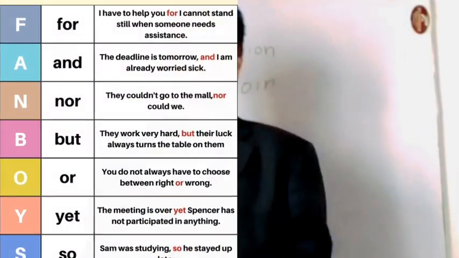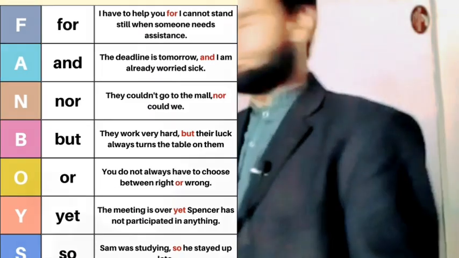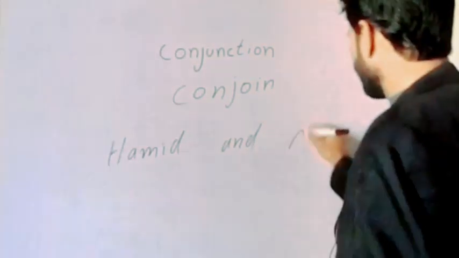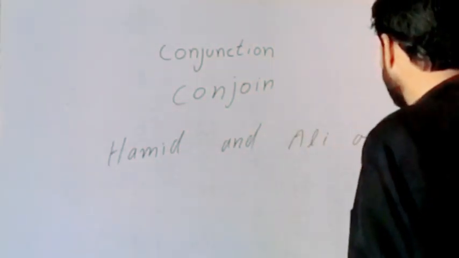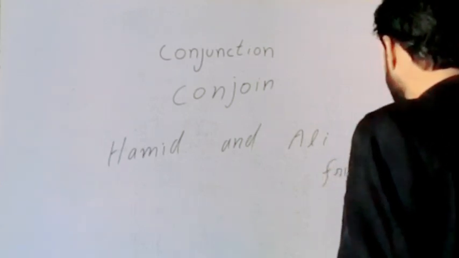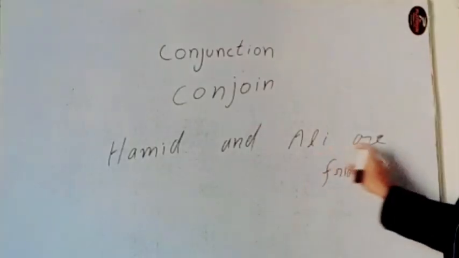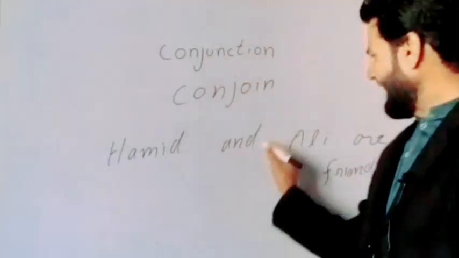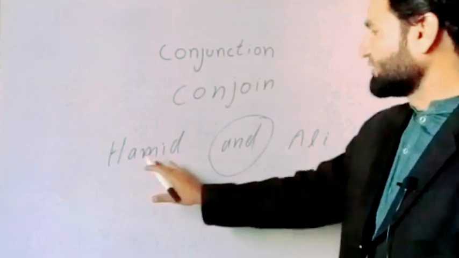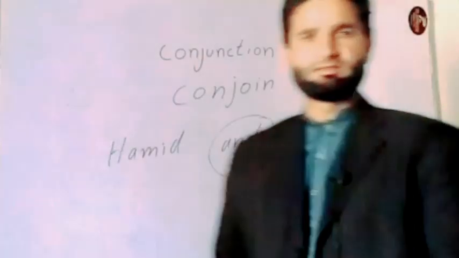Let's learn with an example. First example: Hamid and Ali are friends. Hamid and Ali are friends. And is a conjunction which is joining two nouns, Hamid and Ali. Hamid and Ali are friends.